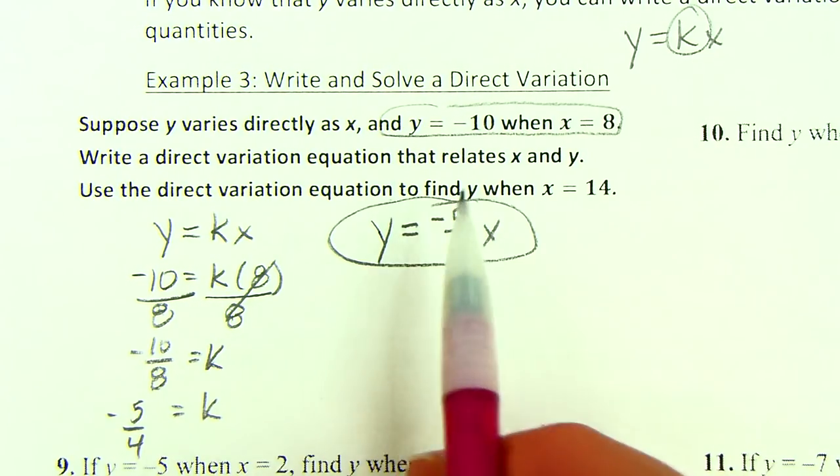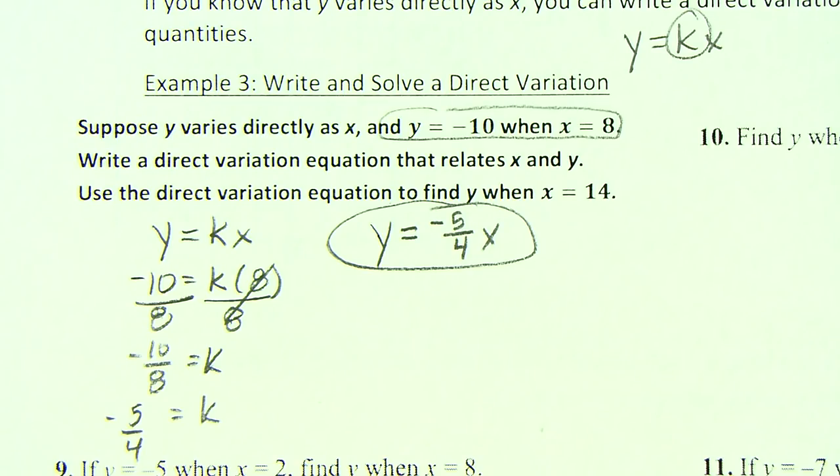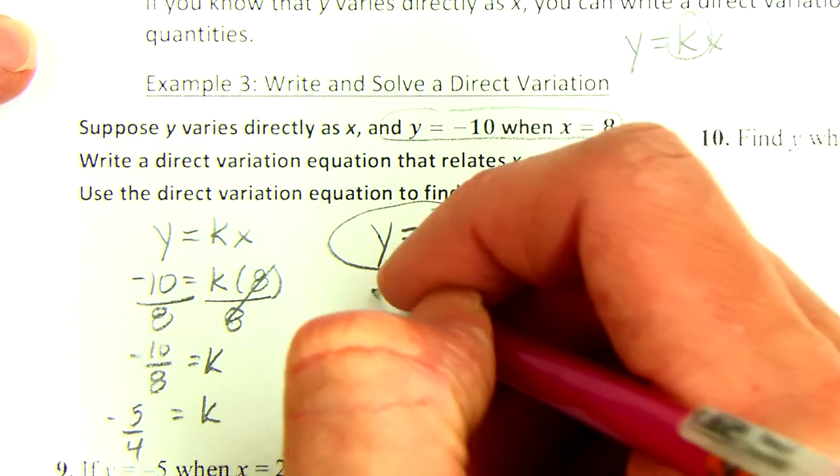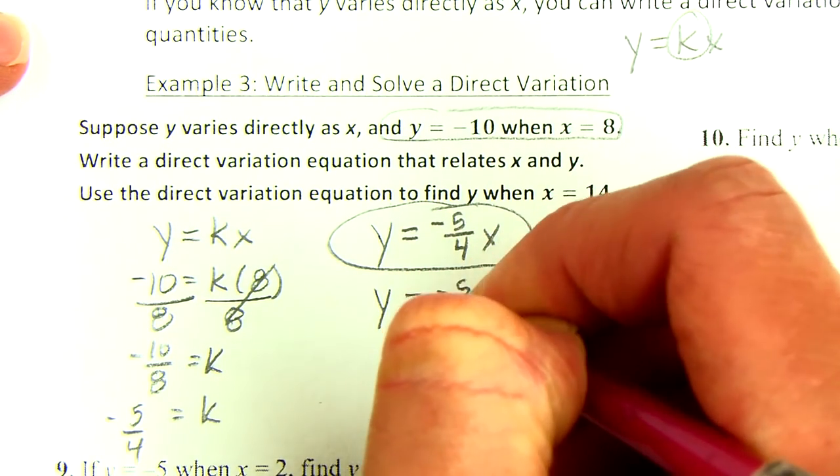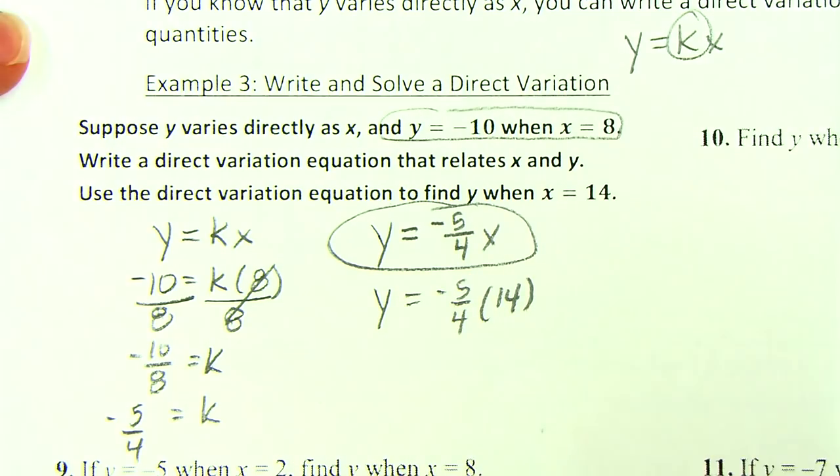which is just y equals -5/4 x. That's the equation. Go on then and use that to find y when x is 14. So we're going to find y when we plug in 14 for x. So y equals -5/4 times 14.